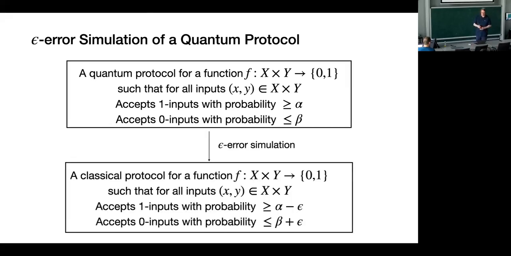And an epsilon simulation of such a quantum protocol is a classical protocol such that one inputs are accepted with probability a little bit less than alpha, but not worse than alpha minus epsilon. So epsilon is the additive error here of the simulation, and zero inputs are accepted with probability beta plus epsilon at most. And then there should still be a gap between the two numbers, otherwise it's easy to do.